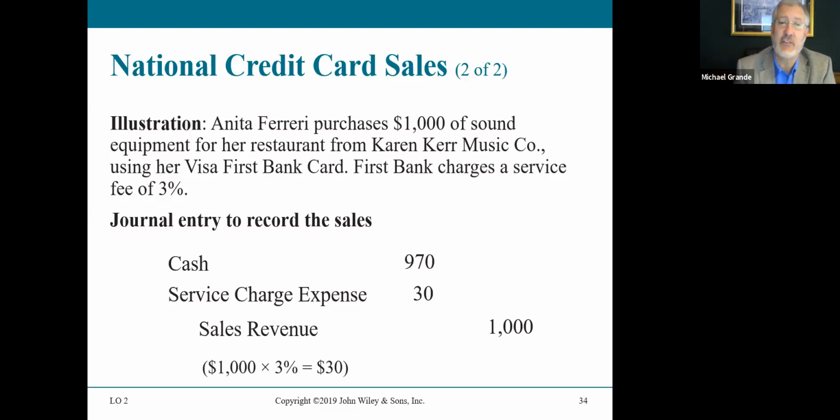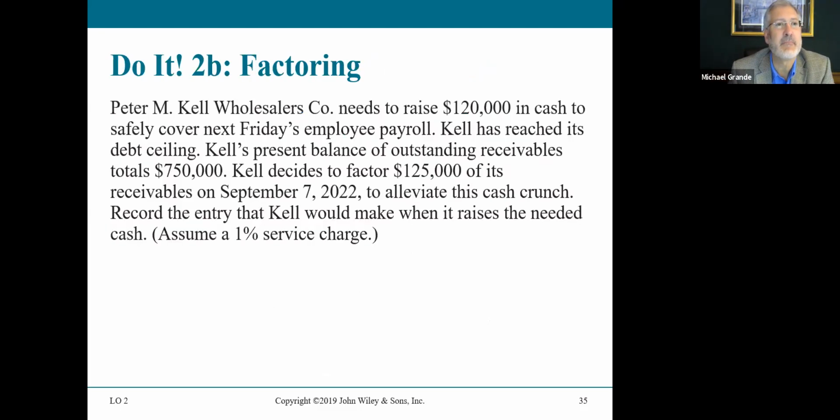This is the transaction that the seller records. They have sales revenue of $1,000, but they had to pay a service charge. But they get their money right away. They don't have to wait 10 days, 15 days, 30 days. They get their money the next day, most likely. They receive $970 in cash. They don't have to worry about bad debt expense. The credit card company worries about bad debt expense.